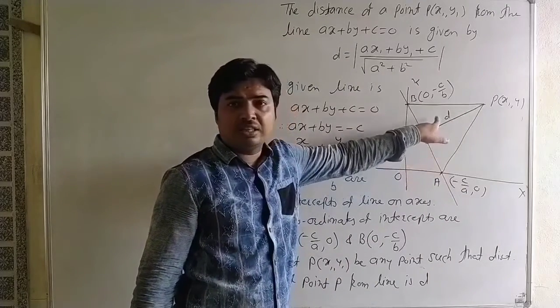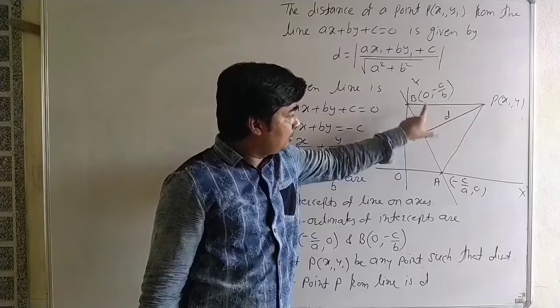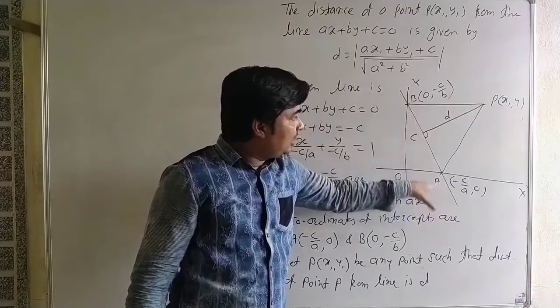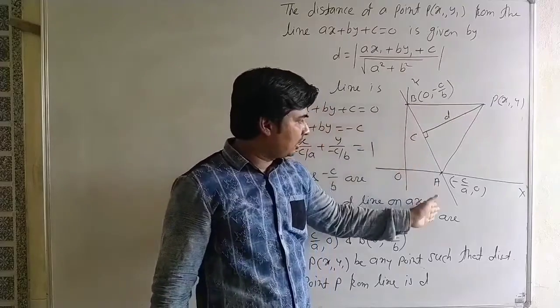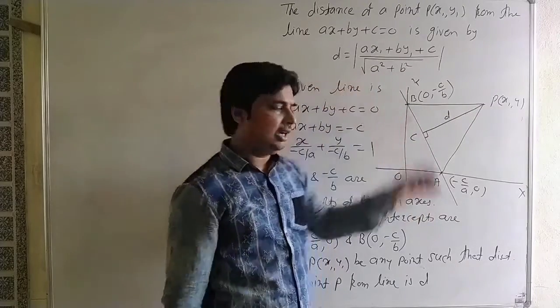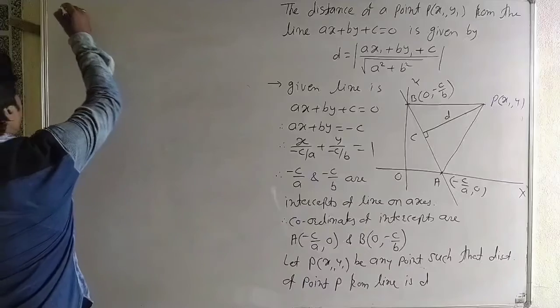CP is a height, it is a distance D. Then we find the length of the base of the triangle. It is height, it is D, and the base of the triangle is the length between the points A and B. Okay.